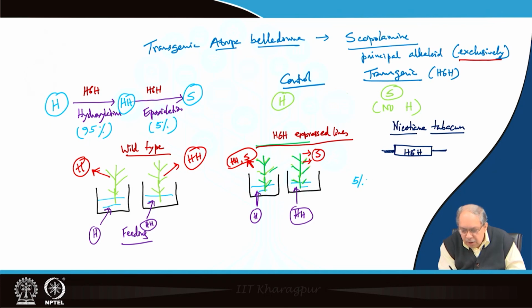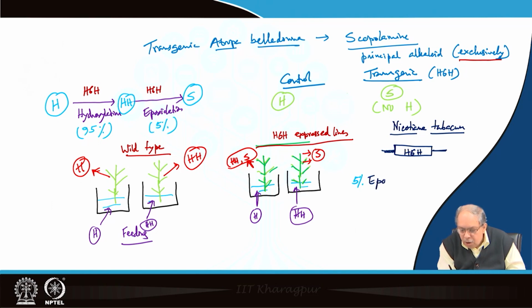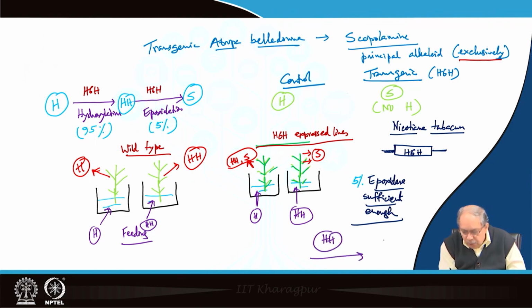epoxidase is sufficient enough to convert the huge amount of hydroxyhyoscyamin into scopolamine. Okay. So, this is a beautiful experiment scientists have designed, and what they have also found is that these tropane alkaloids are synthesized in the root and they are transported into the aerial part.